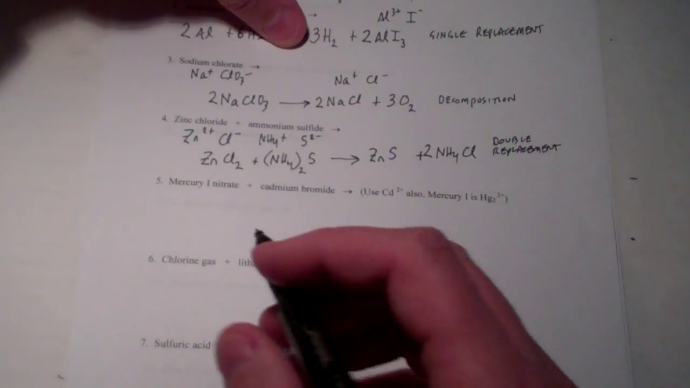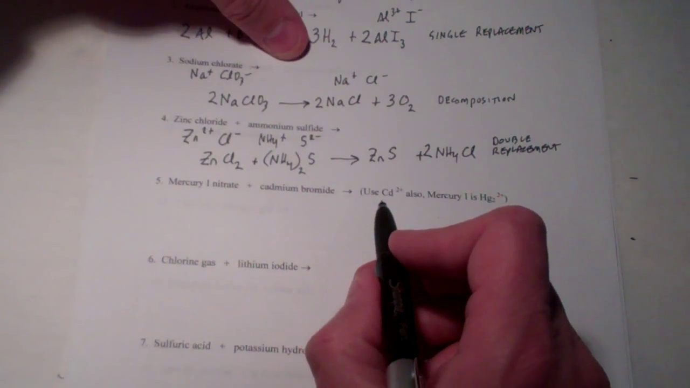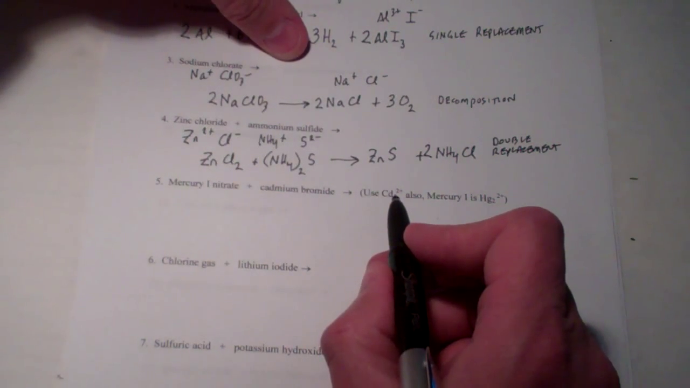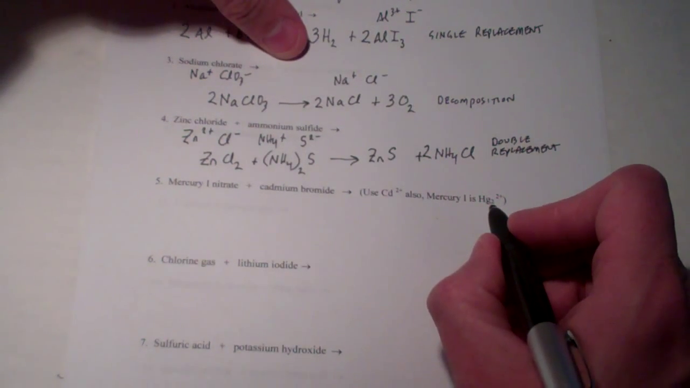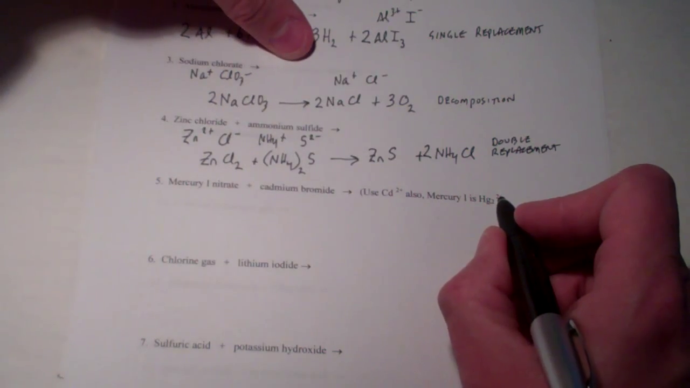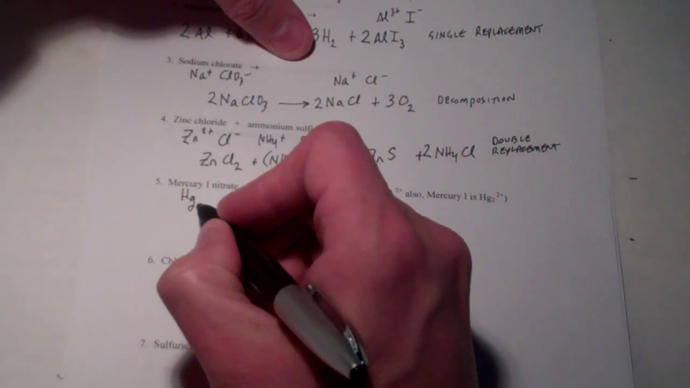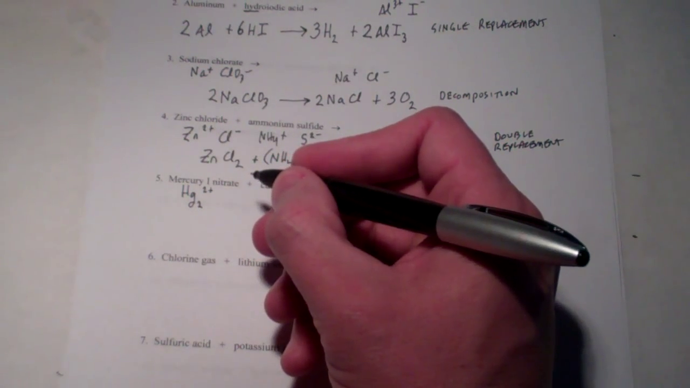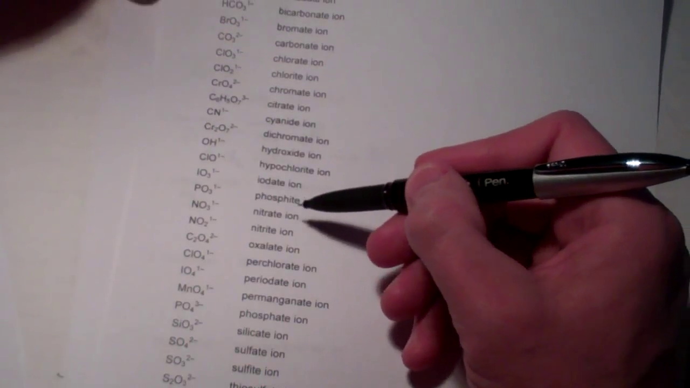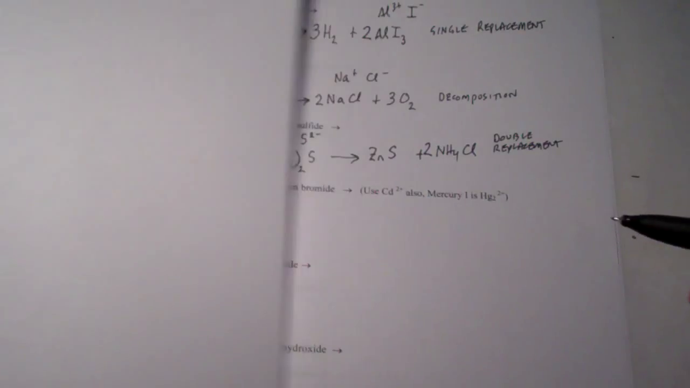Alright, next up, number 5, we have mercury 1 nitrate and cadmium bromide. Now, it says use Cd2+, that's the oxidation number reminder for cadmium, and mercury 1 is sort of a diatomic ion. It's 2 mercuries with a positive 2 charge. So let's work on this formula. If mercury 1 is Hg2 with a 2 positive charge, and nitrate, let's look that up on our polyatomic chart. Don't get that confused with nitrite. We want nitrate is NO3 negative 1.